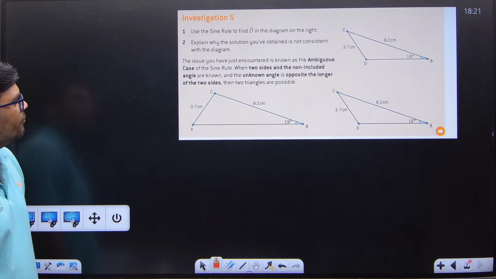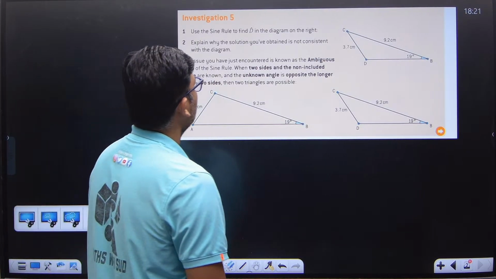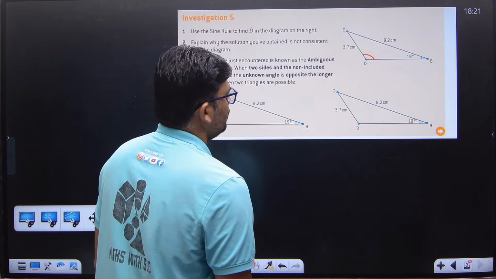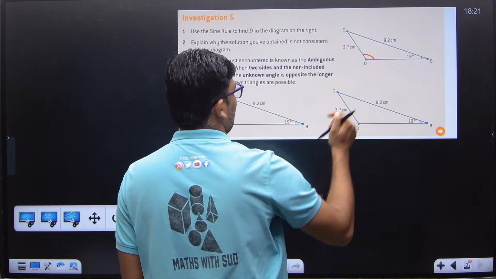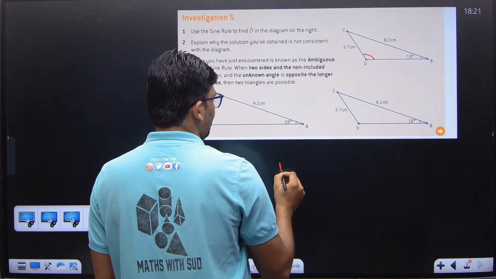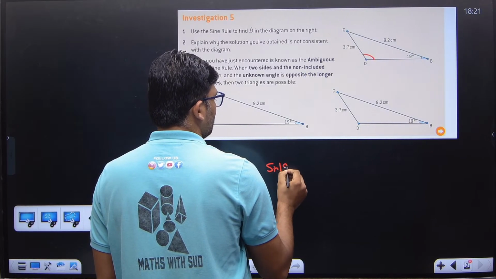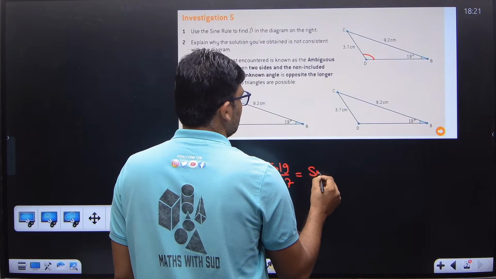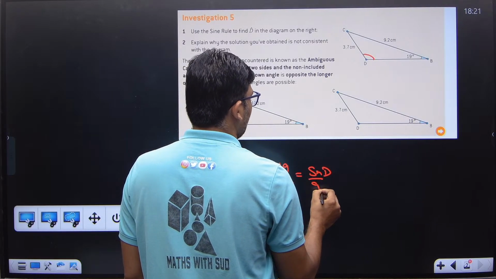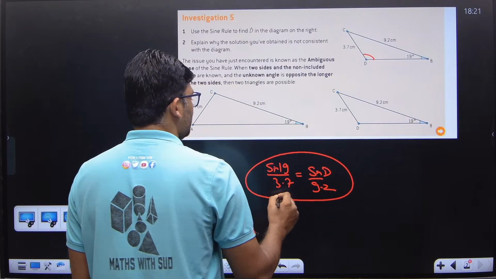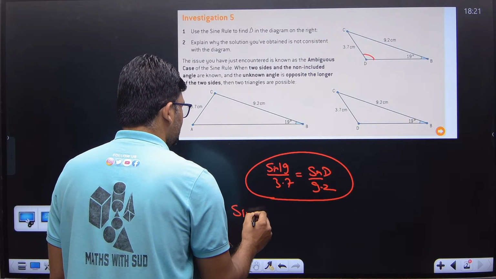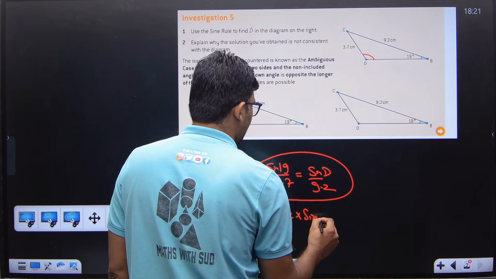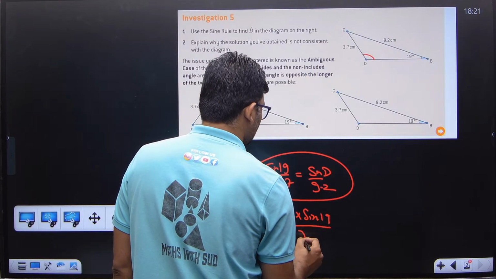Use the sine rule to find angle D of the diagram. If this angle is 19, how will you write it? You will write sine 19 upon 3.7 is equal to sine D upon 9.2. I want you to solve this. Tell me what will be D. Sine D is equal to 9.2 into sine 19 upon 3.7.